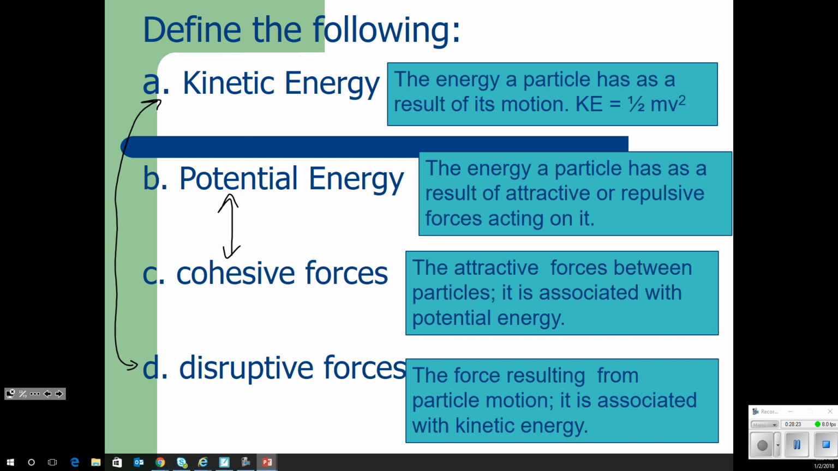What things am I doing to disrupt this beautiful, happy state of potential energy? Well, I started the ball rolling. Because I started the ball rolling, I've got velocity, I've got friction, I've got all these other things going on. Okay? There's a lot of words there to write down.